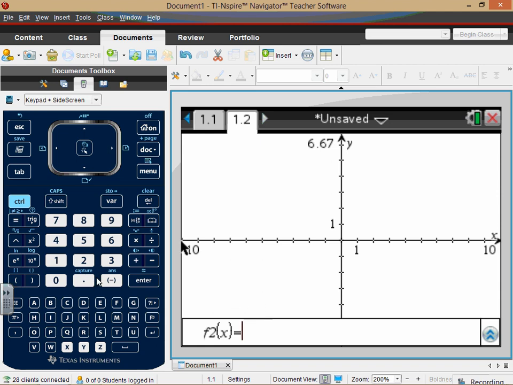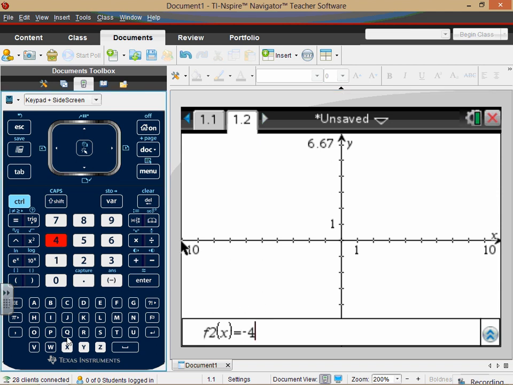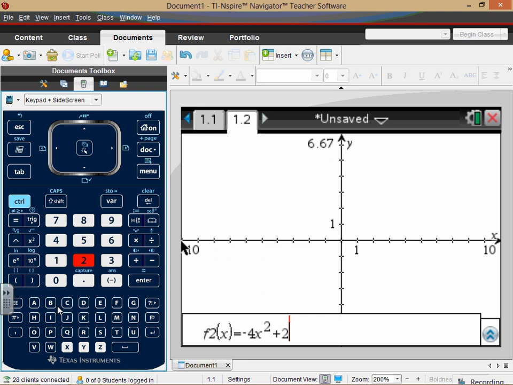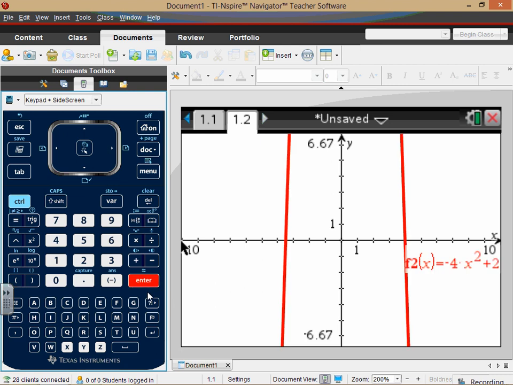And what was that equation? Negative 4. I can't put r squared, can I? I have to put squared. What was it? Plus 2r? 2x plus 56. Okay.